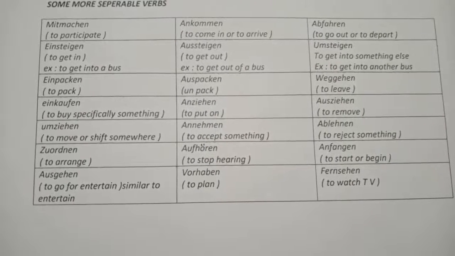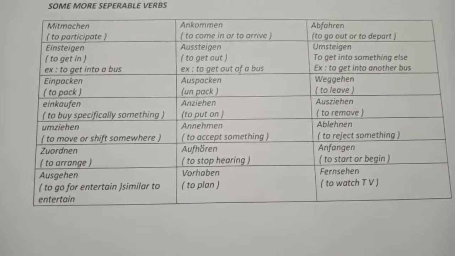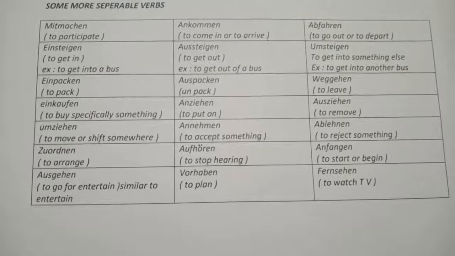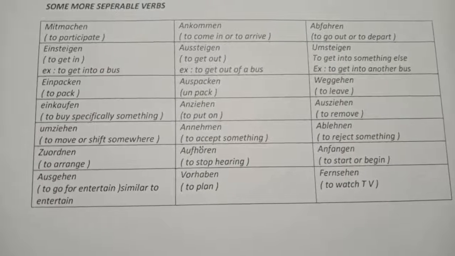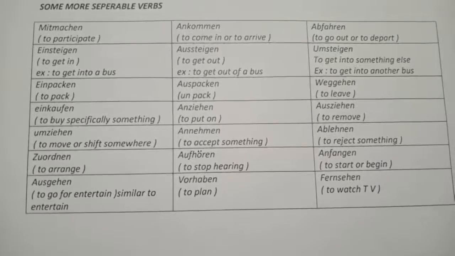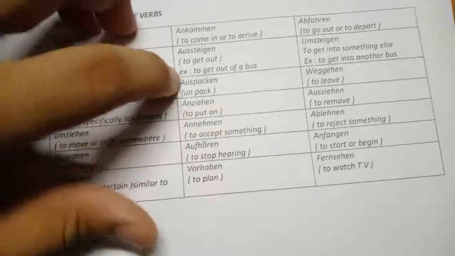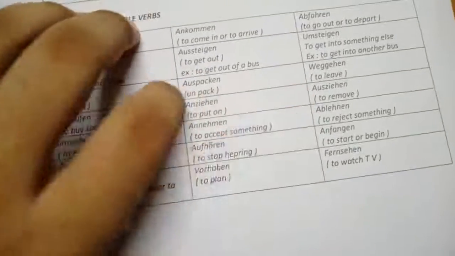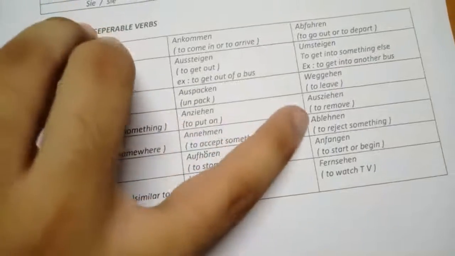Next is anziehen, to put on. Ausziehen, to remove. So remember, aus in many cases is the opposite of an. So like if you saw this auspacken and ausziehen, both are the opposites. Here there is pack, unpack. Here there is to put on, this is to remove.